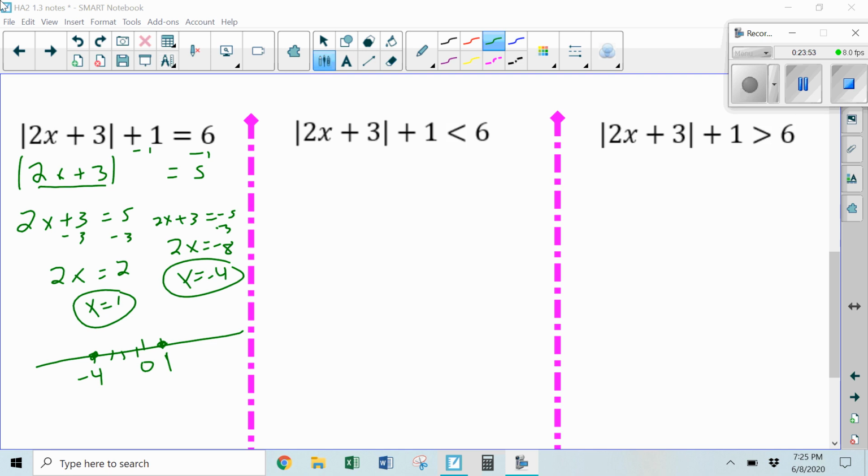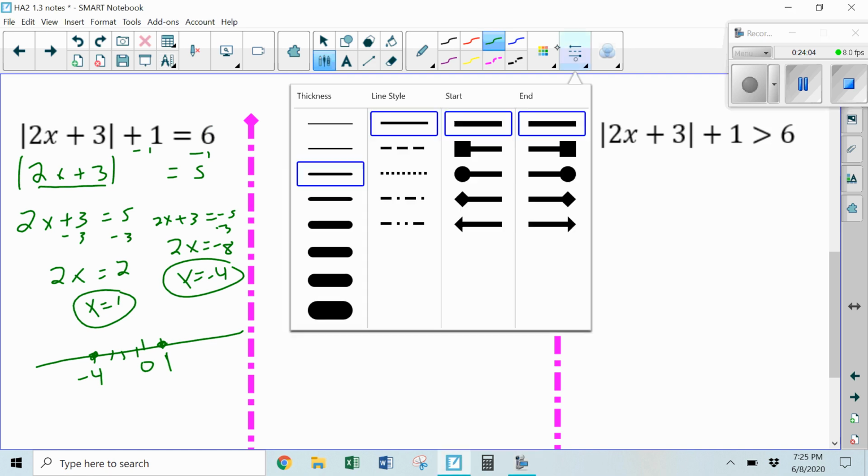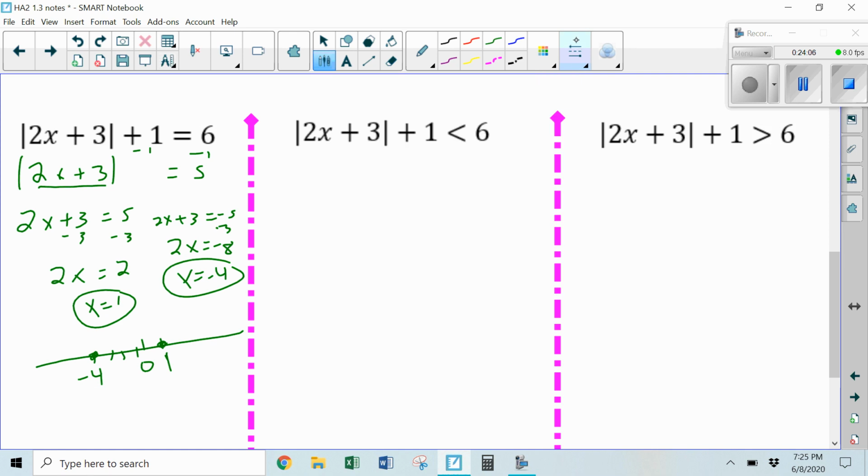So this first one is no different. That's an absolute value equation. Let's look at what happens when I have an absolute value inequality. Notice the only difference is this right here. This is not an equal sign. So you're going to start the same way. You still have to isolate. You still have to get rid of that 1 on the outside.